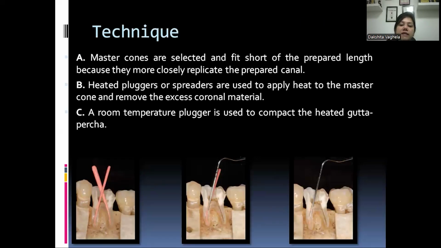So in the technique, master cones are selected and fit short of the prepared working length. They more closely replicate the prepared canal. Here you can see, right? Heated pluggers or spreaders are used to apply heat to the master cone and remove the excess coronal material. So you will use heated pluggers vertically and remove the excess coronal material. Then a room temperature plugger is used to compact the heated GP. So with heated pluggers you remove the extra GP, the coronal part, and with a colder, room temperature plugger, you condense the GP which is inside the canal.